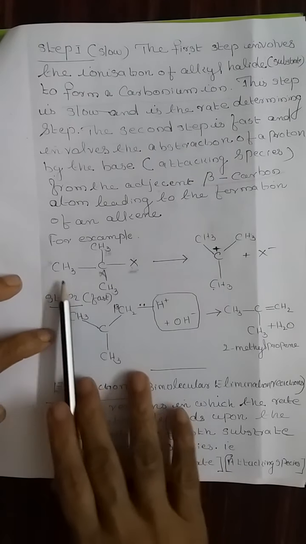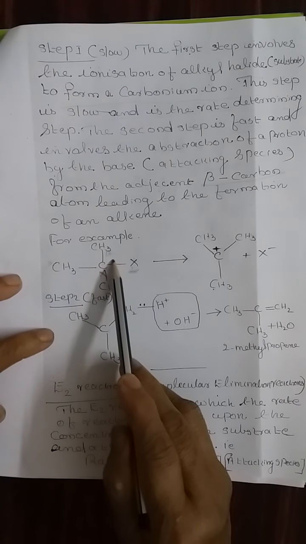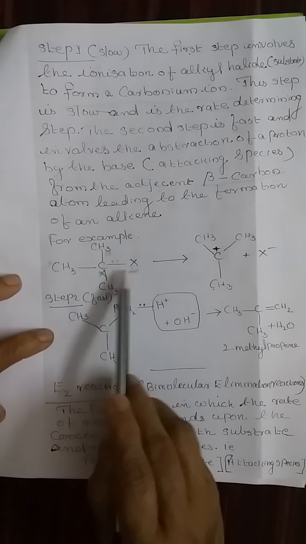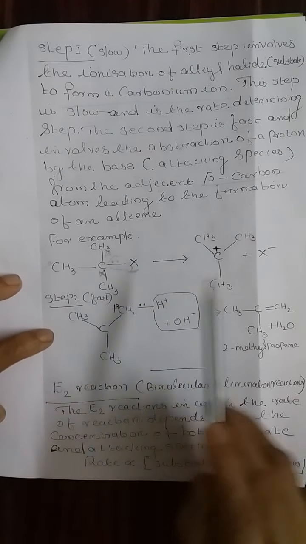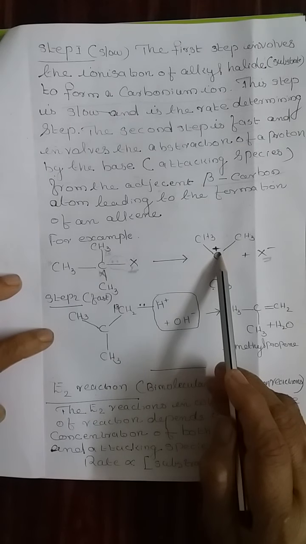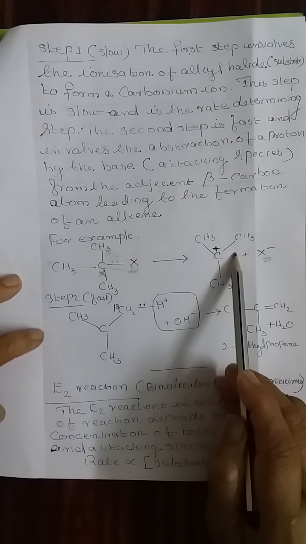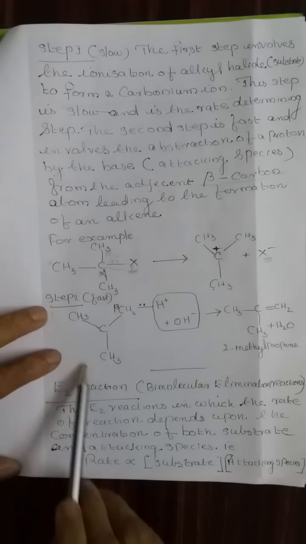This is the step. First it forms a carbonium ion, that is, the two electrons between the carbon and halogen are both taken away by the halogen, thereby X minus. Carbon gets a positive charge. This is the first step, which is very slow. Step 2, which is very fast.